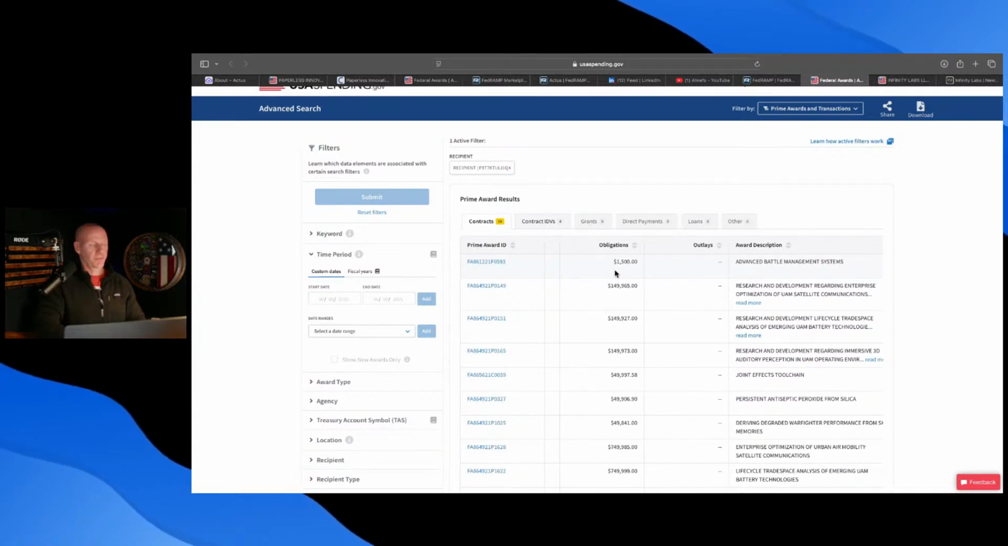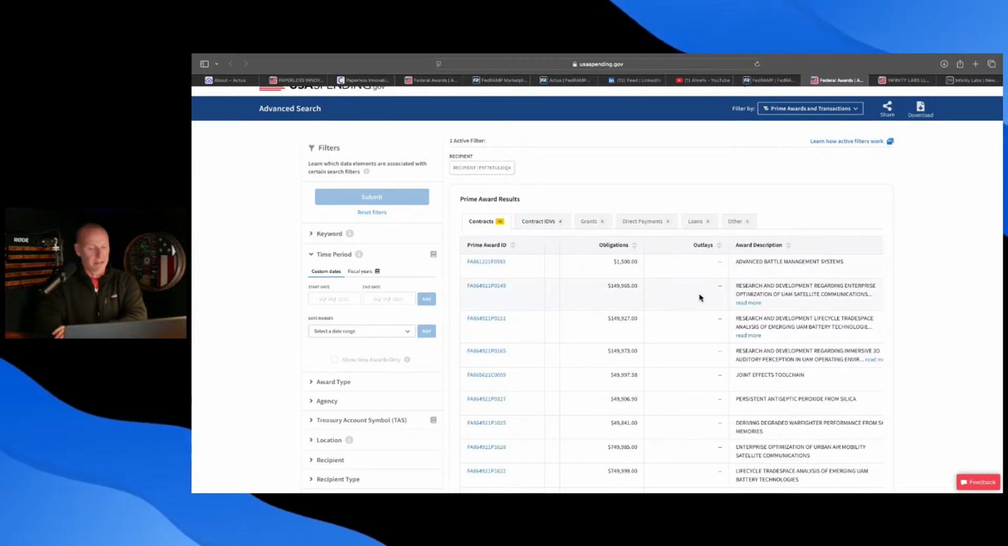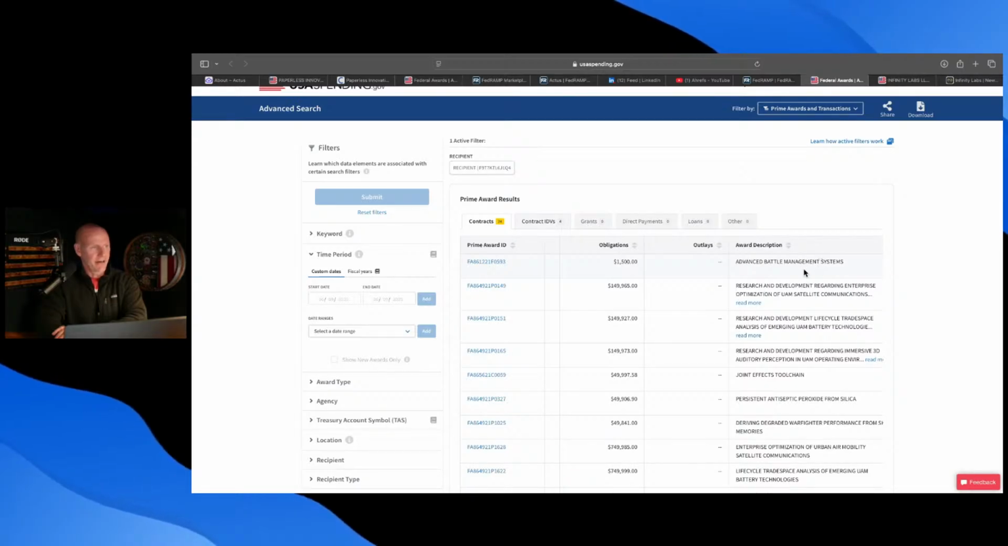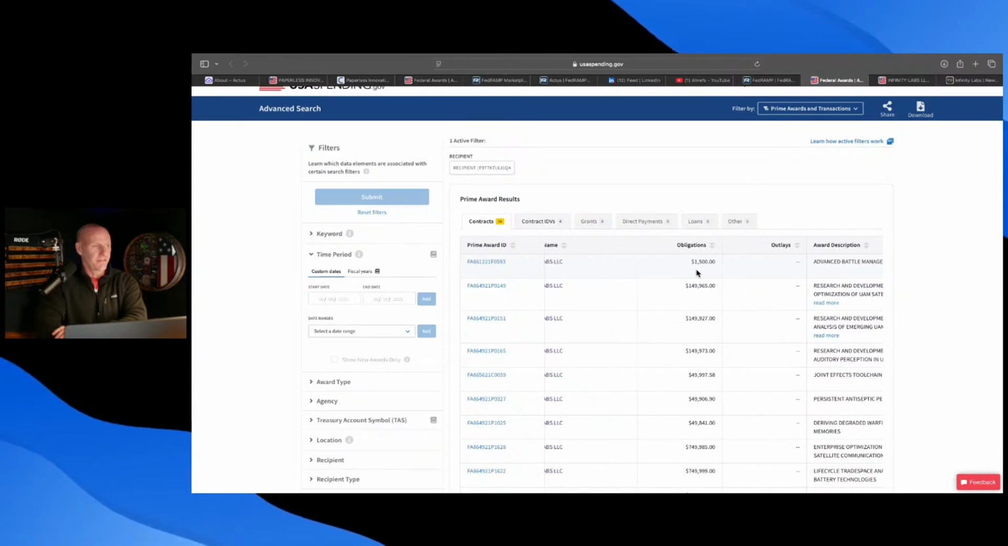By the way, without even clicking on these, I can start to get a pretty decent sense of what's going on here. This says Advanced Battle Management Systems. Now, that stands for ABMS, and if this is what I think it is, it would be the ABMS. There is an ABMS IDIQ.